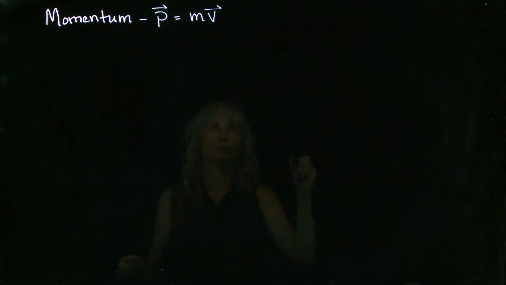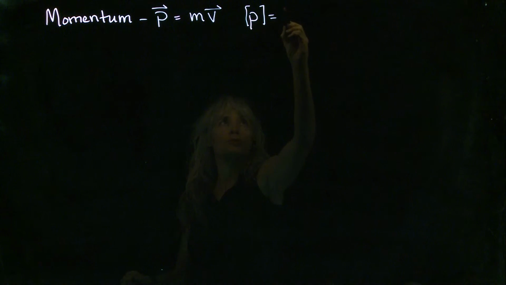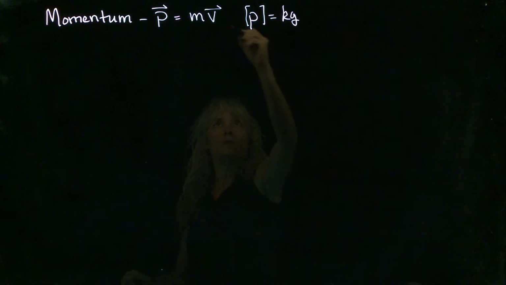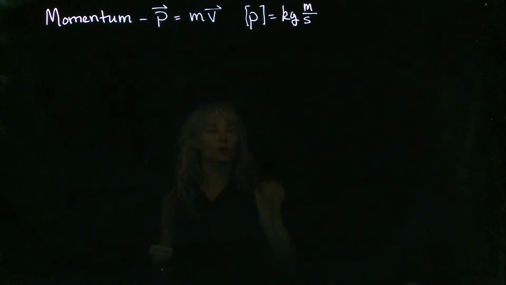So what kind of units will we have associated with momentum? Well, the units for momentum are going to be the units for mass, which are kilograms, times the units for velocity, which are meters per second. So the unit for momentum is kilogram meter per second. There's no special name for that. That's the units that we use to describe momentum, kilogram meters per second, standard in the metric system.